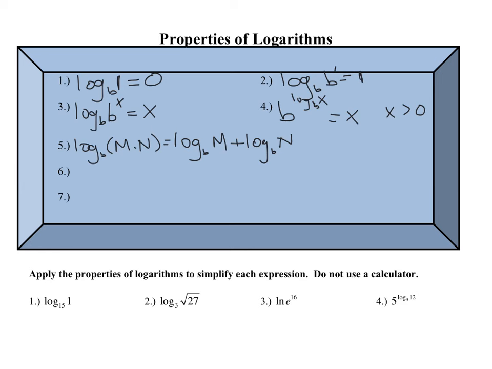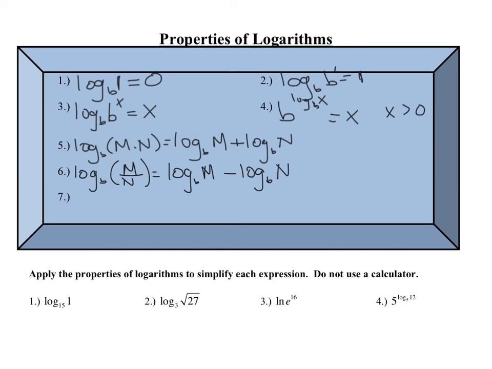So if you have multiplication, then the product property tells you that you can expand it out, and you would put a plus sign there. Number 6, where there's multiplication, there has to be division, so this one's your quotient rule. Log base b of m divided by n would be log base b of m minus log base b of n. So you subtract what you're dividing.